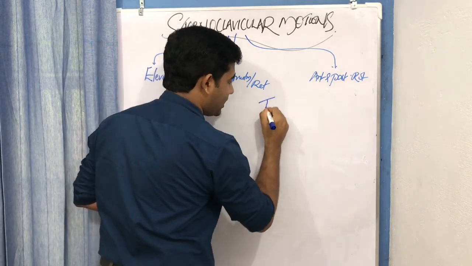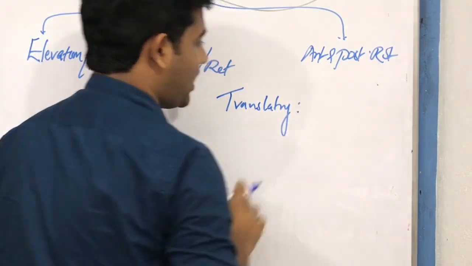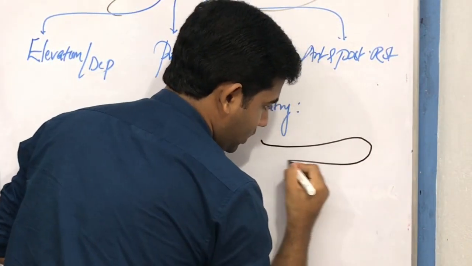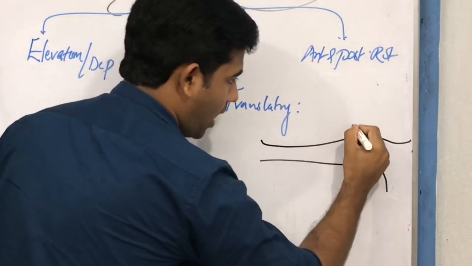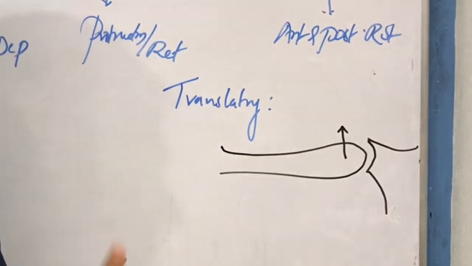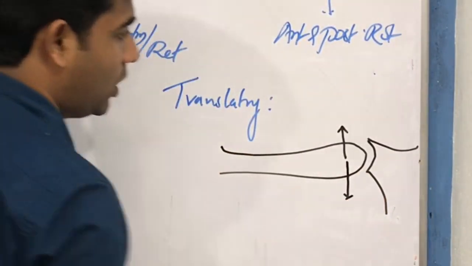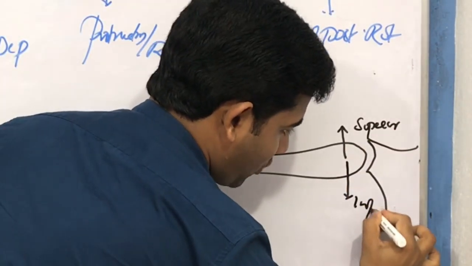What are the translatory movements? We saw that it has 3 translatory movements also. The translatory movements include, for example, if this is the clavicular end and this is the sternum, the clavicle can move upward, that is superior translation. It can translate inferiorly. So this is the superior translation. This is the inferior translation.